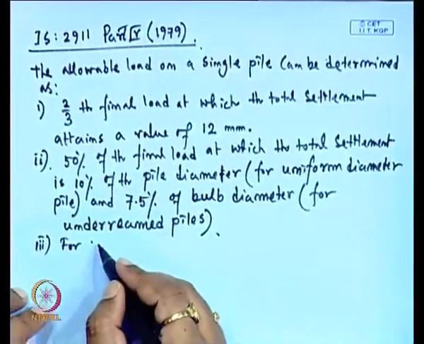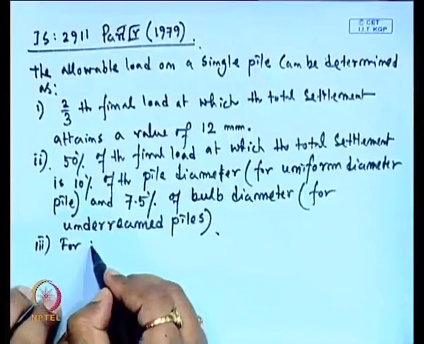Now, we can do the cyclic test if we want to know the tip resistance as well as the friction resistance of the pile separately. If we go for the static test on the single pile, that will give us the total resistance of the pile. If we want to know the tip resistance and the friction resistance separately, then we have to go for the cyclic test.